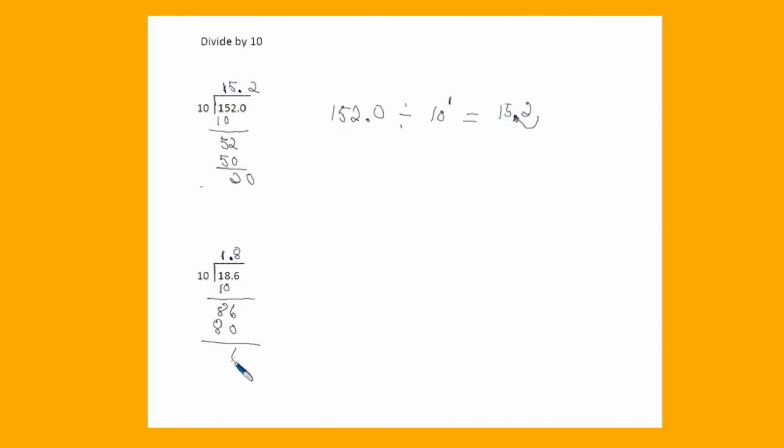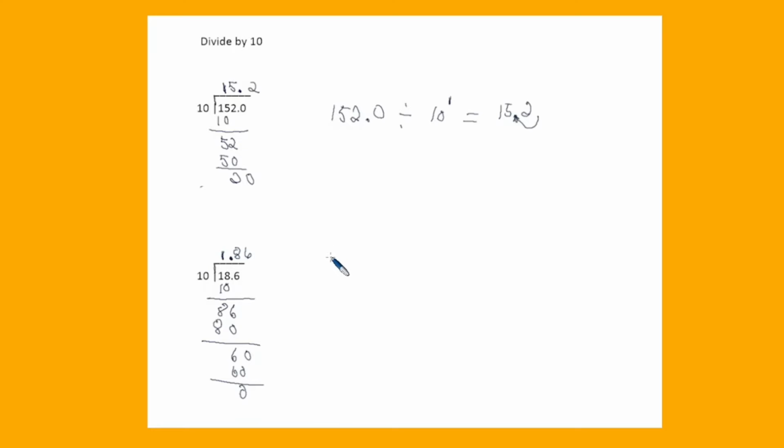Bring down the 6. I'll add a 0. So 10 times 6 is 60. And so that is 60. And that gives me 0, which means there's no remainder.